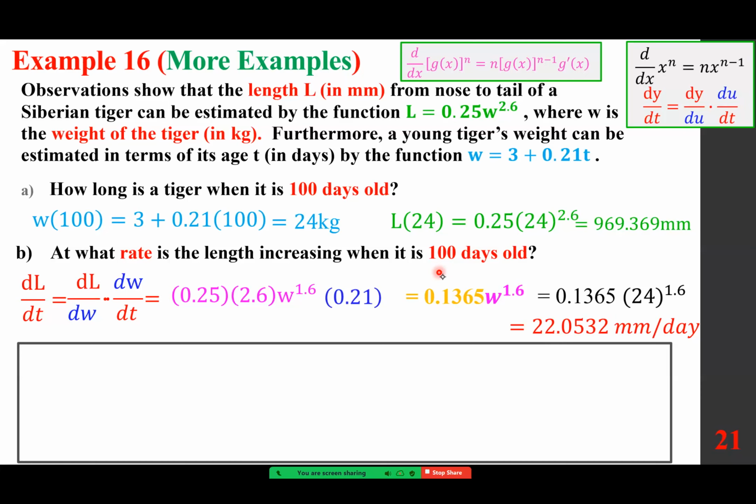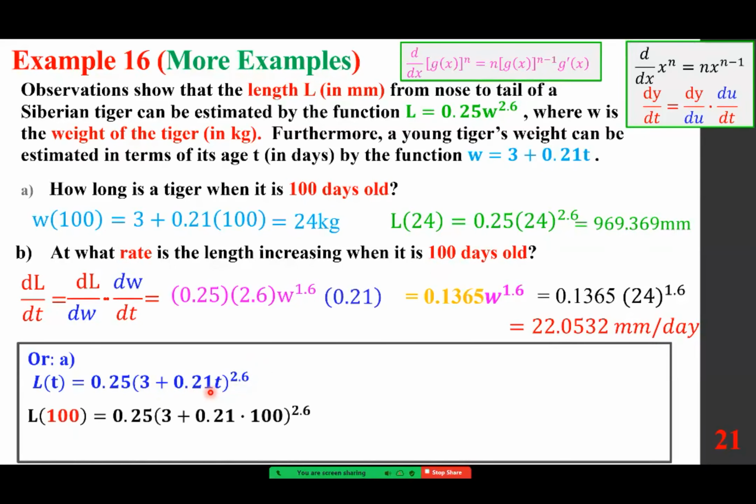If we wanted to go with a composite function, everybody, we would write L as a function of T. That means replace the W with that. And now L prime of T, or dL/dT, would be the derivative of this one, which, using the extended power rule, is 0.25 times 2.6 times the same thing to the power of 2.6 minus 1, over 1.6, times the derivative of the inside, which is 0.21.